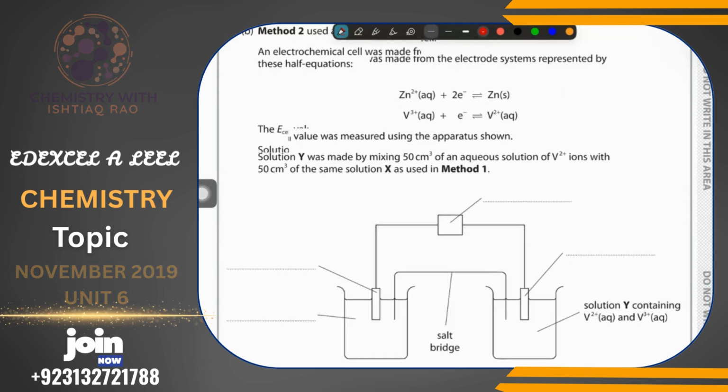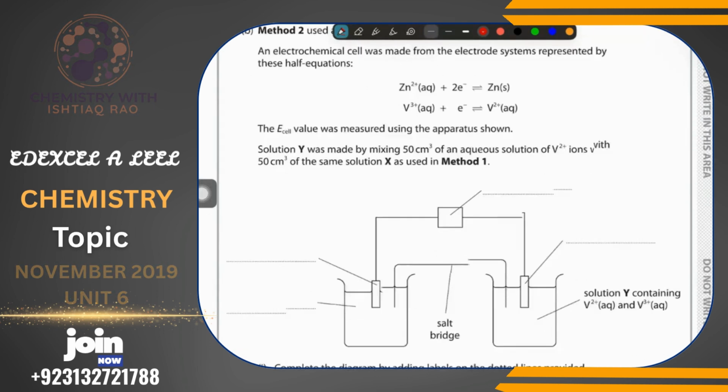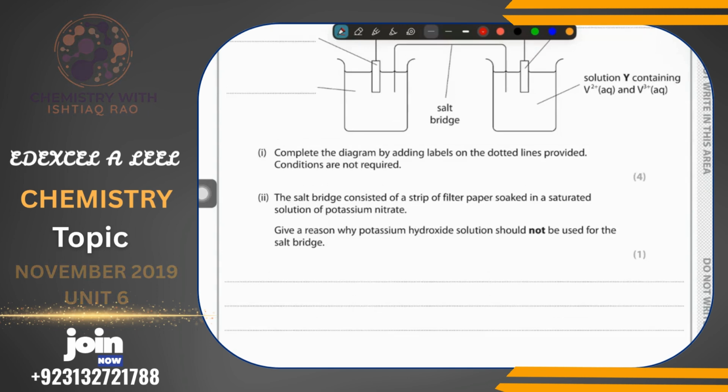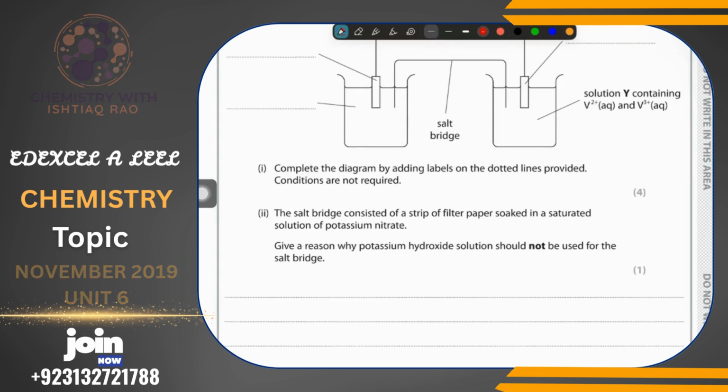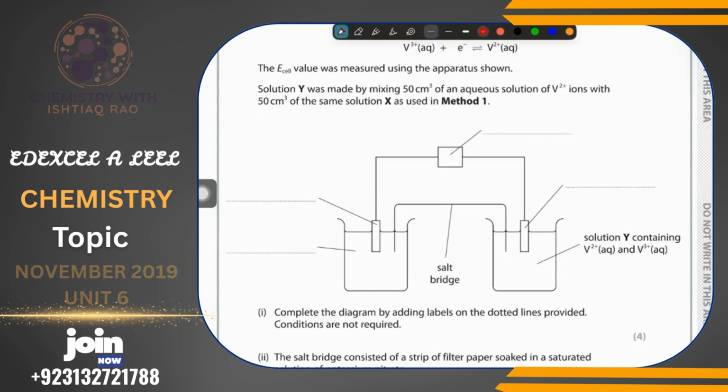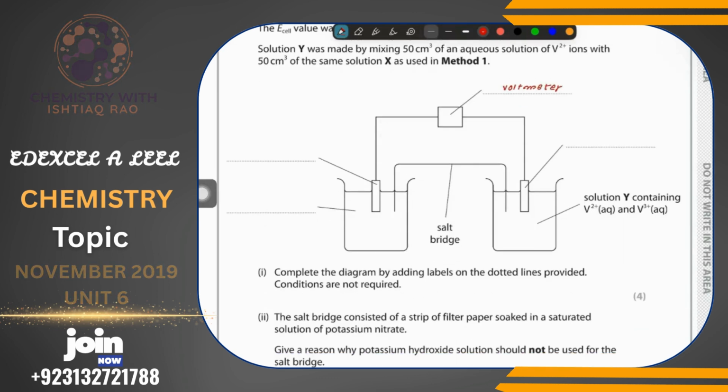Okay, method 2 used an electrochemical cell. Complete the diagram by adding labels on the dotted lines provided; conditions are not required. It's going to be a voltmeter, high resistance. Then the platinum electrode, and then after that the zinc electrode. And after that, is it 1 mole? I don't remember. 1 mole per decimeter cube of H plus ions, from HCl.